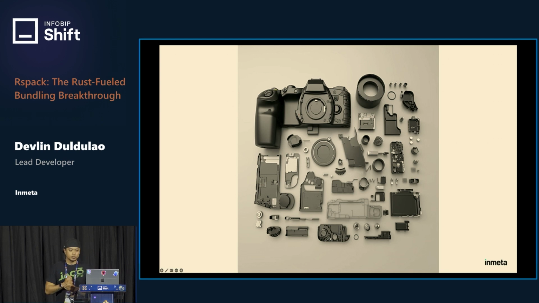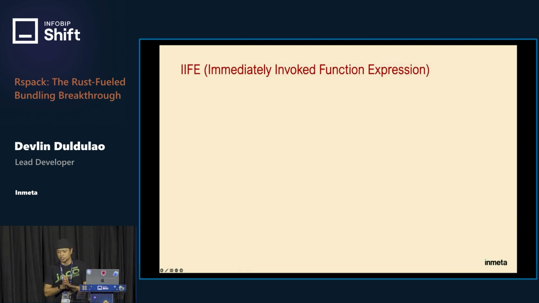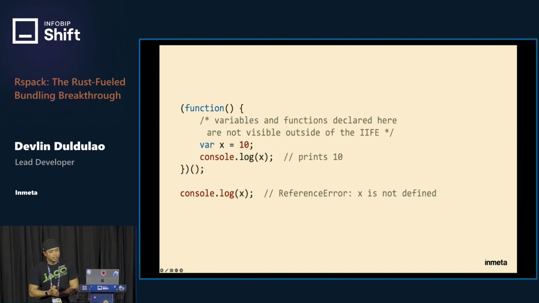So how did we modularize our code before? In the beginning, there's the IIFE, or immediately invoked function expression. It mimics a module scope. It hides variables, is self-contained, etc., and it helped us create the module pattern back in the day, right? In this example of IIFE, the x variable is not visible outside of the IIFE, so trying to log it outside of the IIFE function results in a reference error.